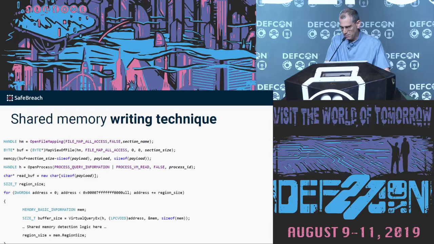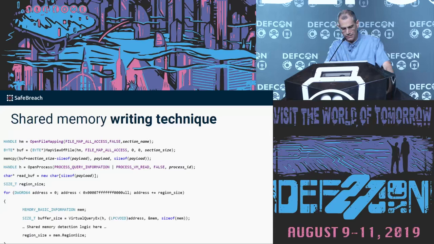Now, moving to the shared memory writing technique. In this case, the prerequisite is that we know that the target process has a shared memory section. We know its name and we know its size. And this is pretty predictable if we know the exact software that we are targeting and its build. We know whether it uses shared memory and of what size. So we assume that this knowledge is available to the attacker.